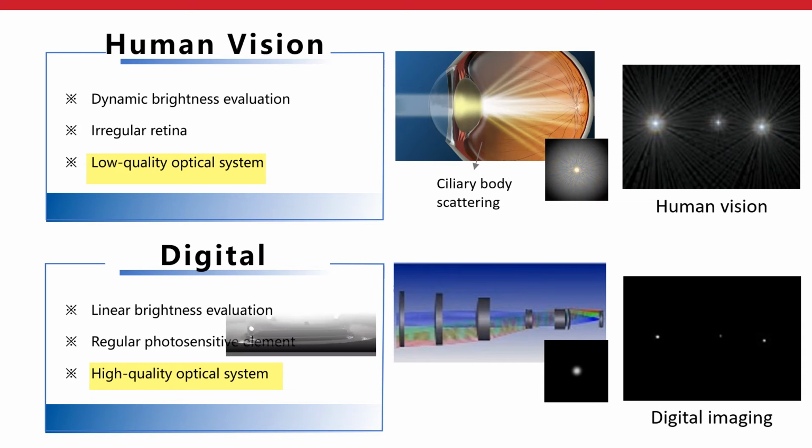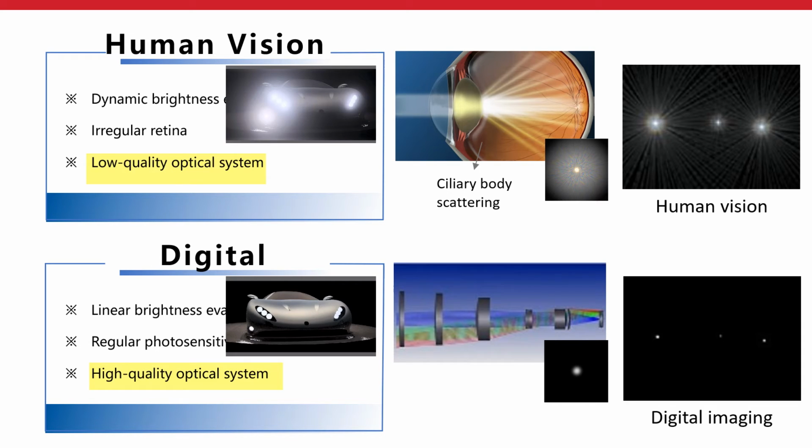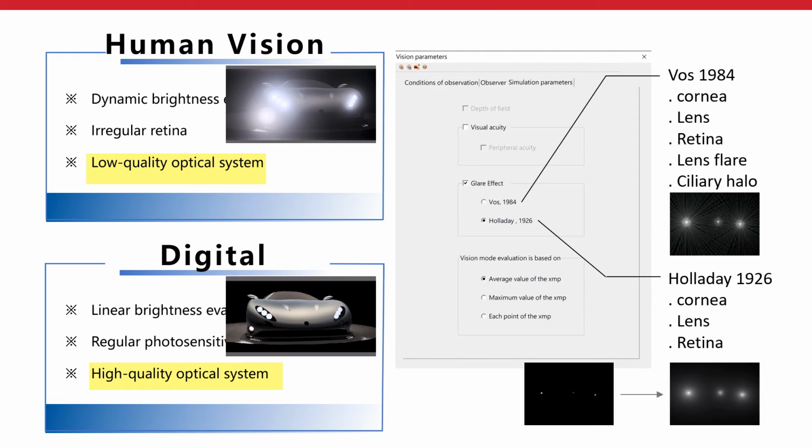We can simulate both differences as shown here, taking an example of a car headlamp. As you can see, there are glarings in the human vision, while the lights in digital are clearly defined. In this area, SPEOS is able to set the vision parameter based on the two theories, Voss 1984 and Holliday 1926.